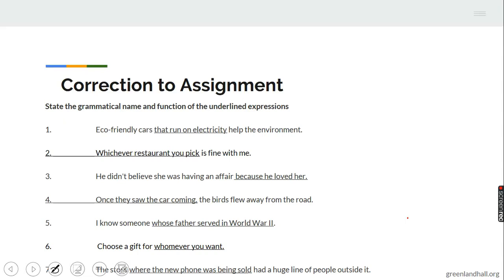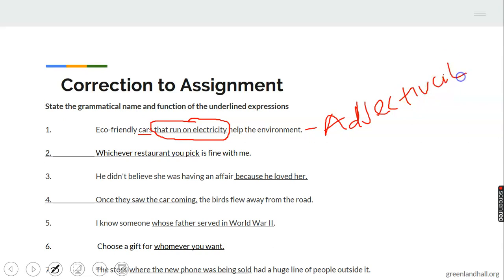Let's do a quick correction to our last class work, our assignment. Last class, I said you should go and work on the following. I said, state the grammatical name and functions of the underlined expression. This is quite simple because this is coming after a noun. Remember, I told you most times when you see the expression coming after a noun, your answer should be adjectival, because it's going to be qualifying the noun. Adjectival clause. And for the function, it qualifies the noun car.